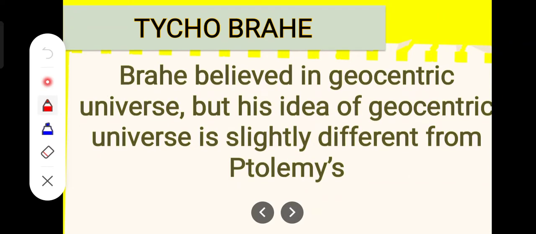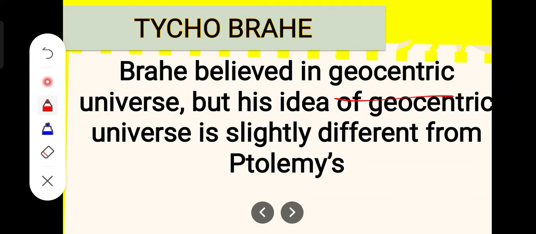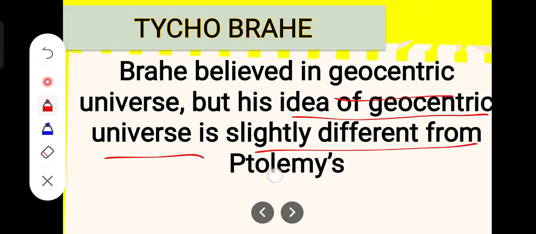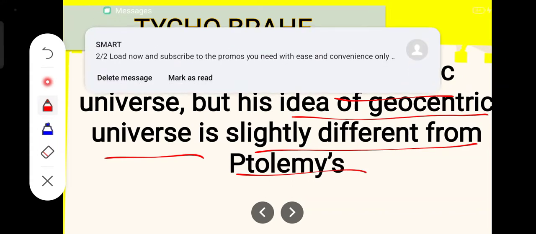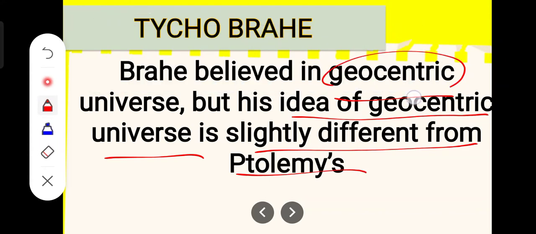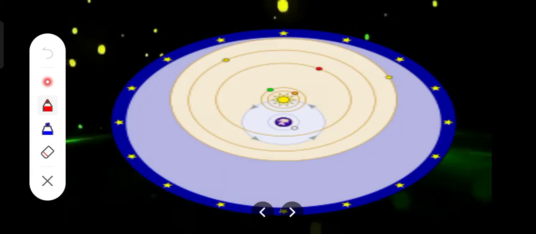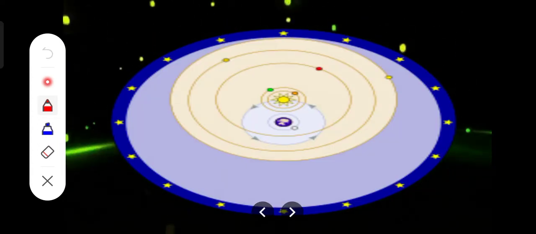Next is the latest one, Tycho Brahe. So, Tycho Brahe was a Danish astronomer who also made planetary observations. So, Brahe believed in a geocentric universe, but the idea of a geocentric universe is slightly different from Ptolemy. So, he believed in geocentric, pero magkaiba ng meaning. Magkaiba kay Ptolemy. So, this one is the model of Brahe.